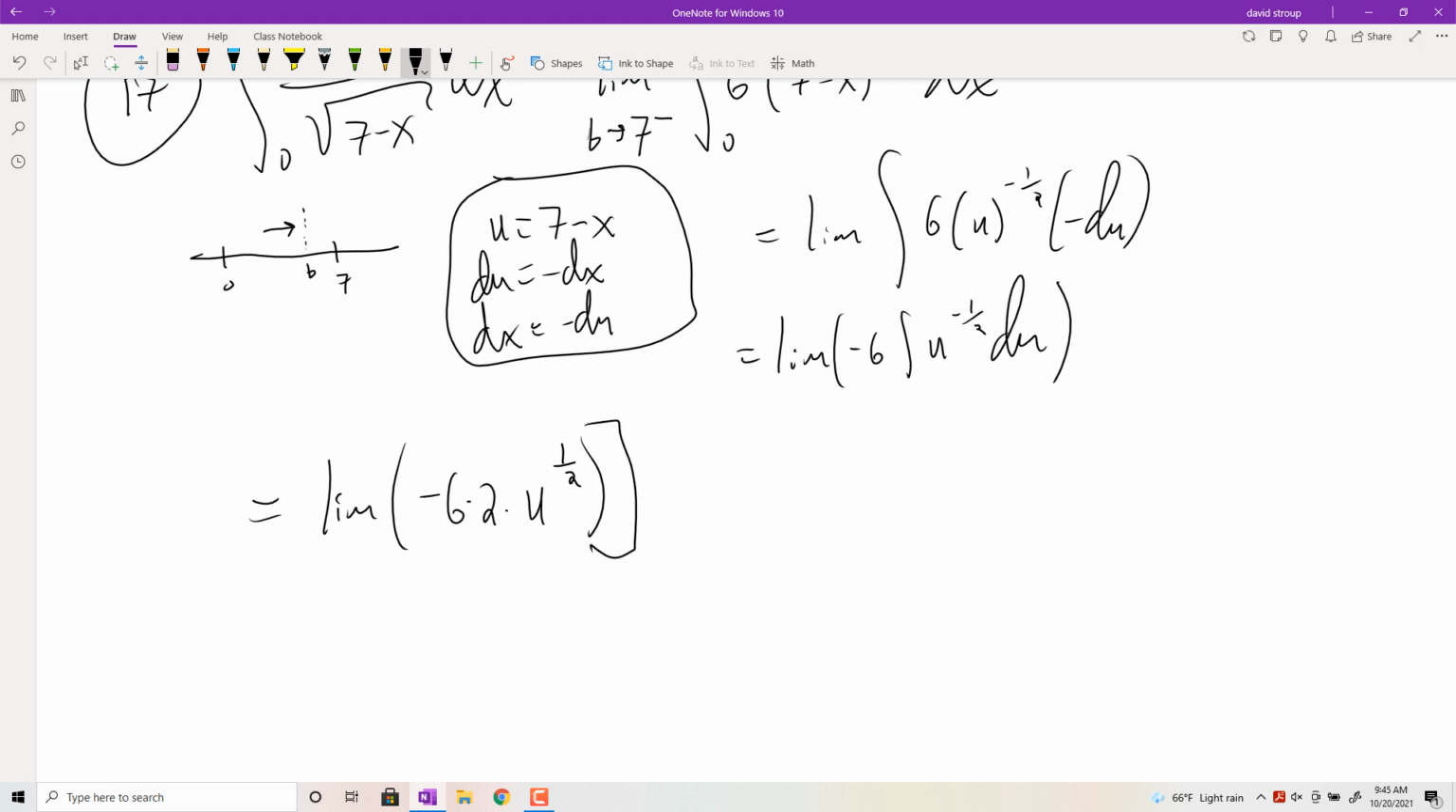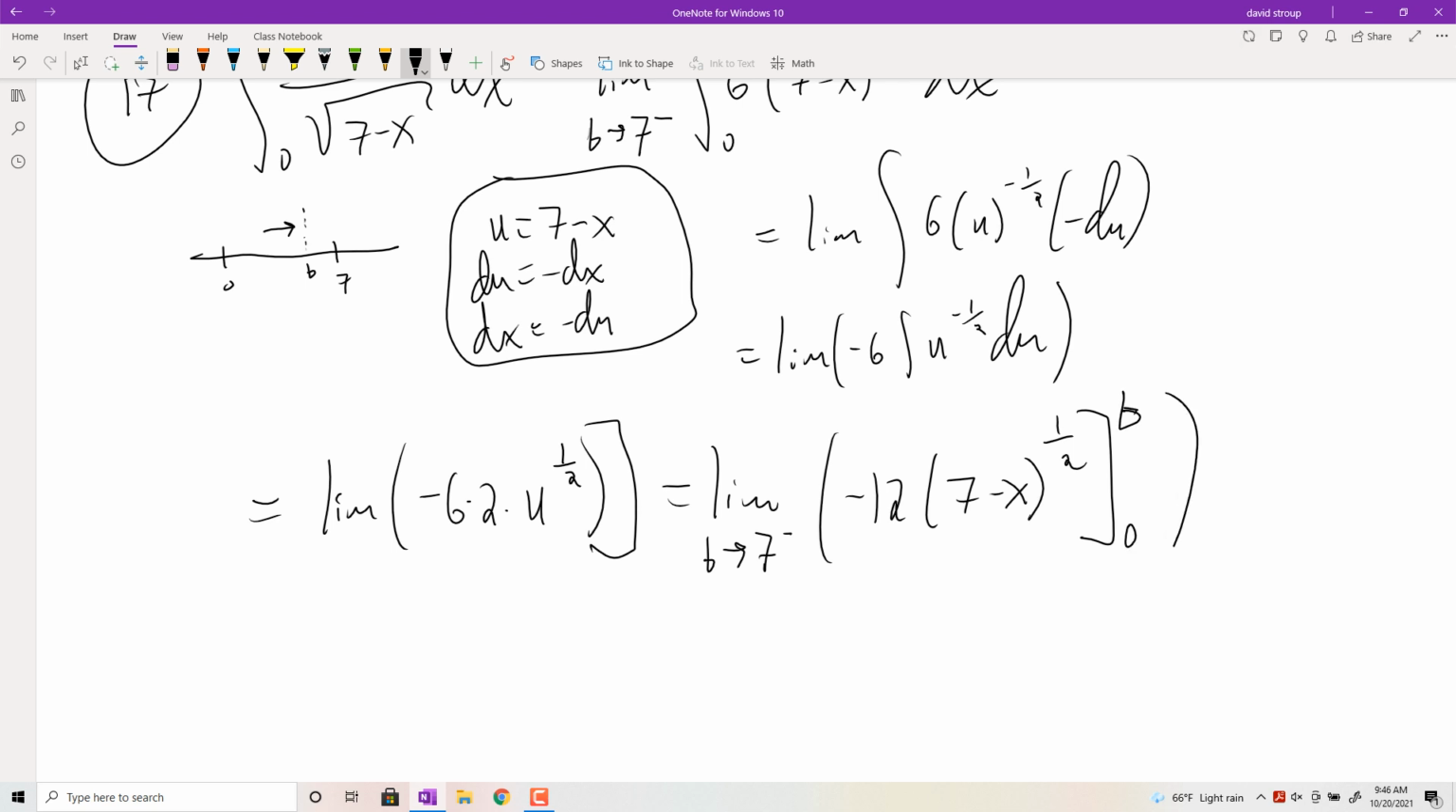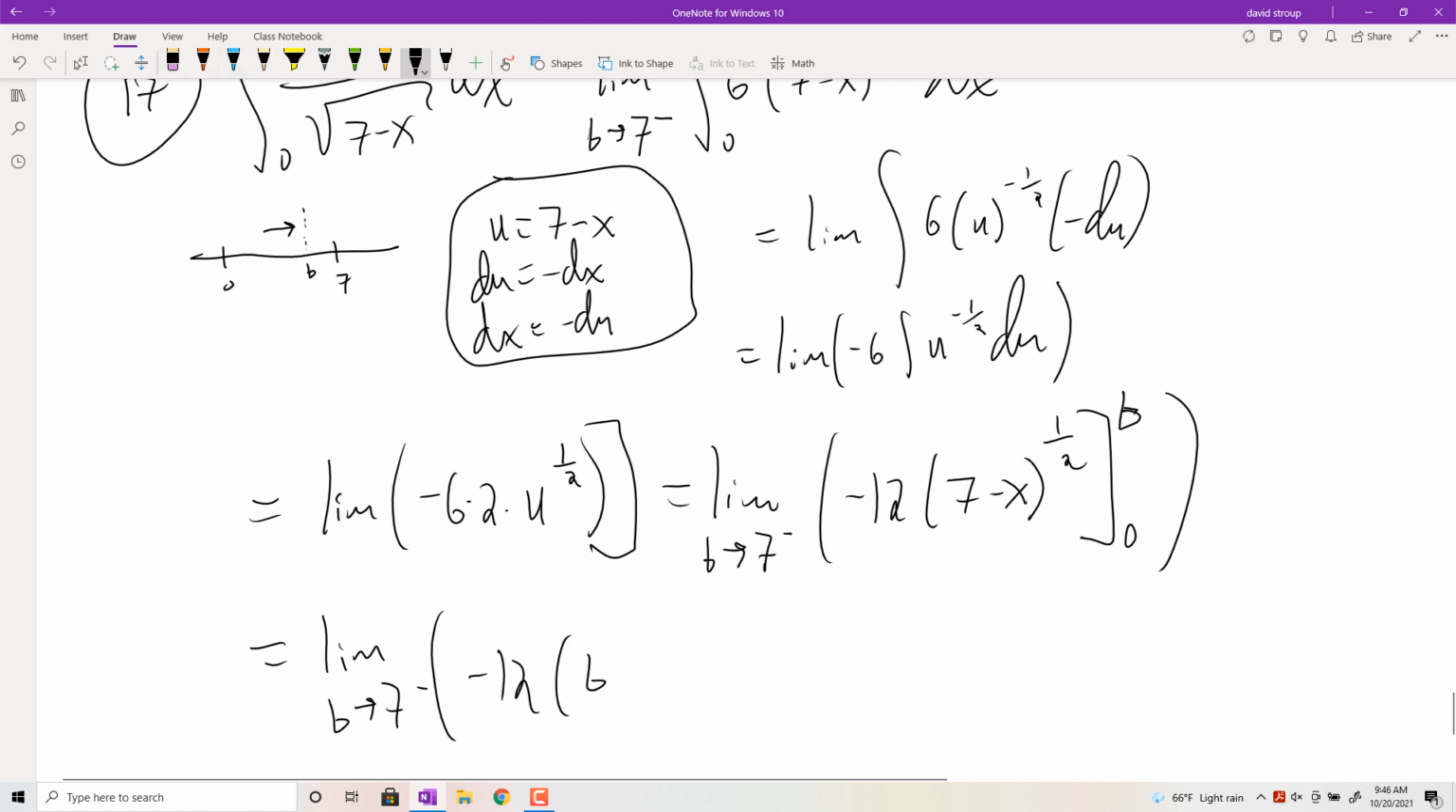I got to remind myself to evaluate. I need to back sub, etc., etc. B is going to 7 from the left. Negative 12 times 7 minus x to the 1/2, evaluated from 0 to b. So this will be the limit as b goes to 7 from the left of negative 12 times, 7 minus b, you have to put in for x. So 7 minus b to the 1/2 minus negative 12, so plus 12 times 7 minus 0 to the 1/2.